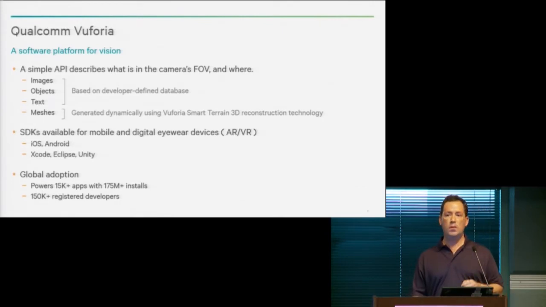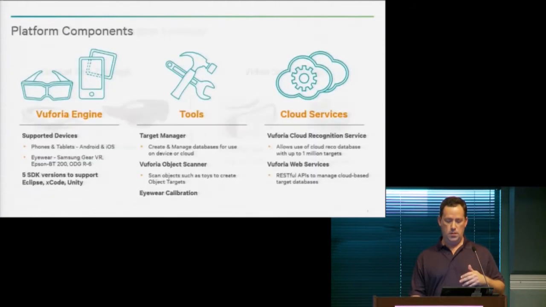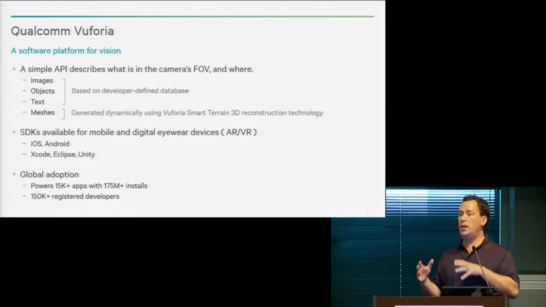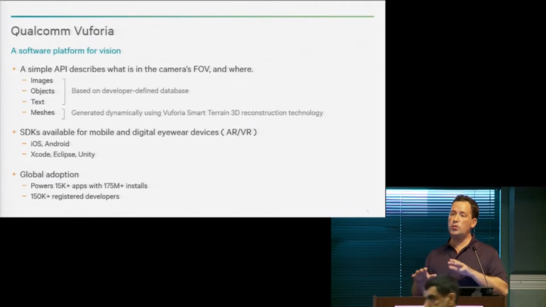And we can also detect meshes, which is our smart terrain feature. So you can look at a table and return the table surface and the props on the table, and it can overlay content on those. It can actually distinguish the table surface from any objects that are sitting on the table, so you can treat them selectively using the app logic in your applications.